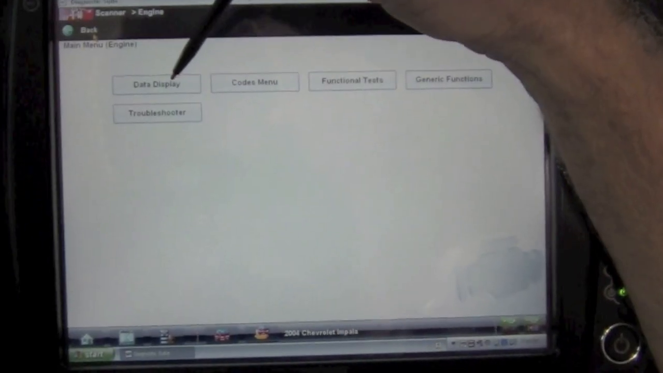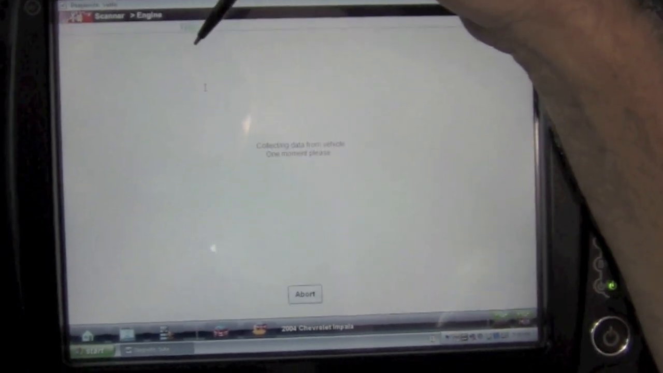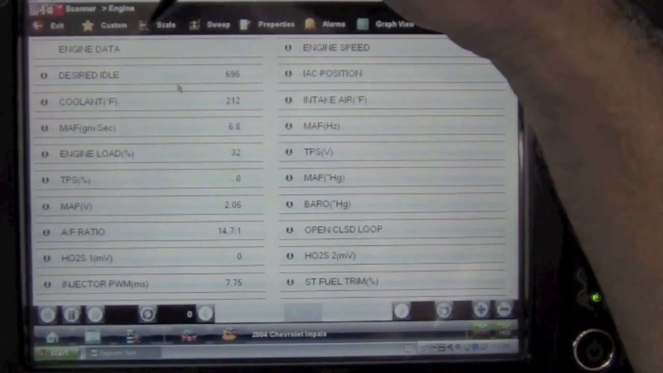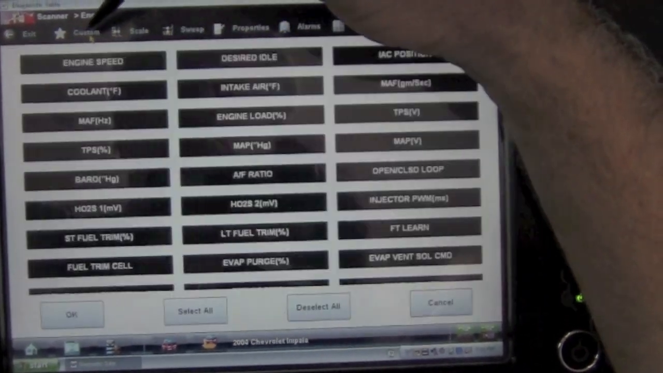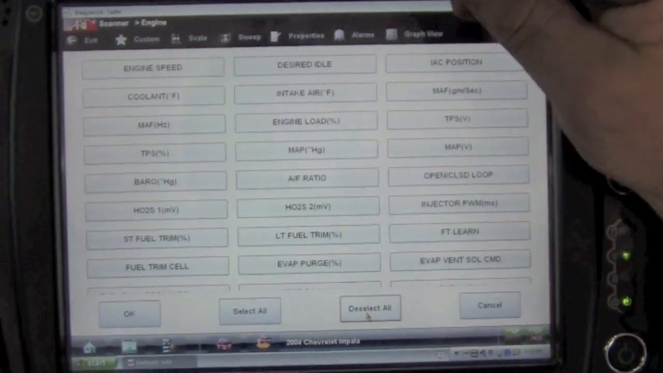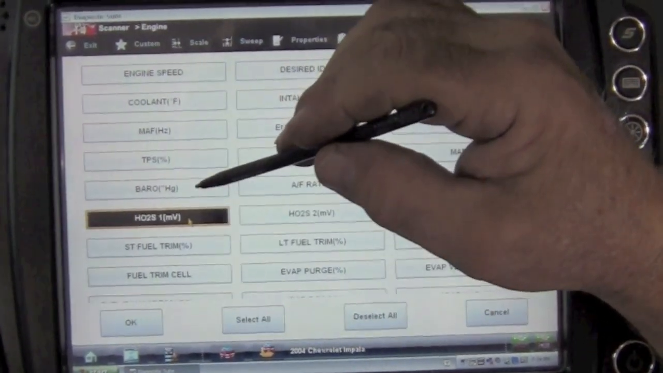Now, just seeing these codes, we actually need to get some data and see what it's telling us. So let's go back to the scanner. Now I'm going to pick data display, engine data. Now I'm going to customize this because there's a lot more there than I really think I need to look at. I'm going to clear everything. I know that I want to look at the oxygen sensor. Bank 1 was our problem, so I'm going to select that.